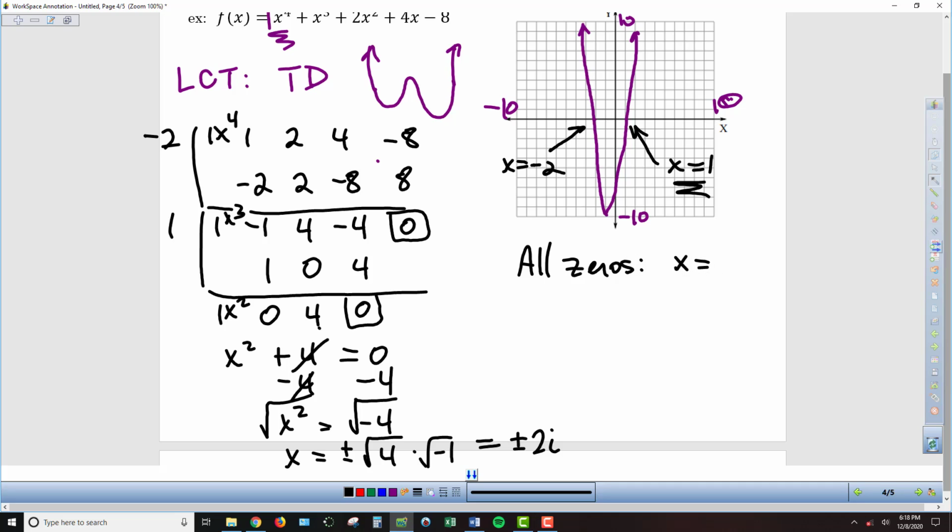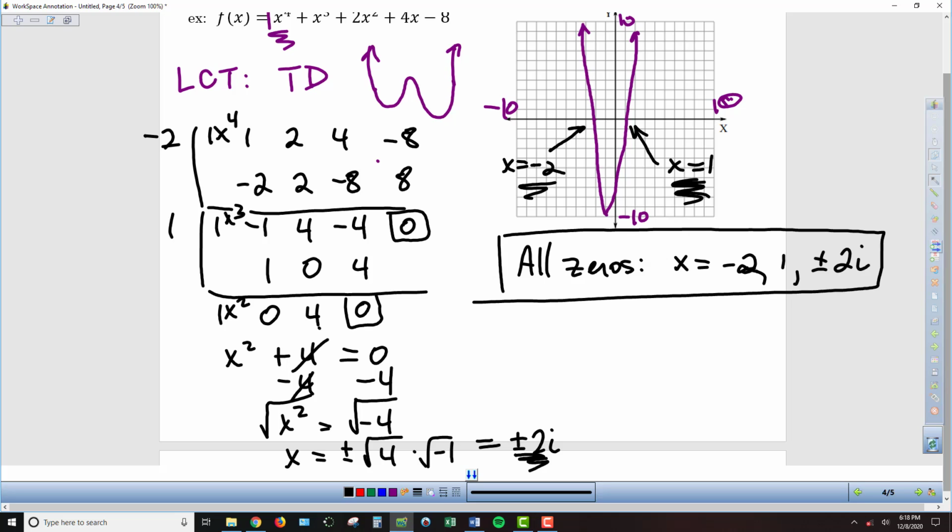So all the zeros taken together are x equals -2 and 1. Those are the 2 zeros that we got from our graph. And then we've got the 2 that we got down here, plus or minus 2i. And so that gives us the 4 zeros which we expect from a 4th degree polynomial.